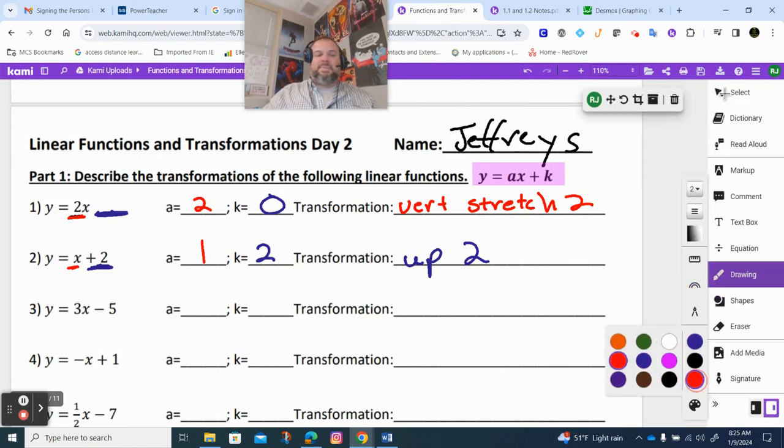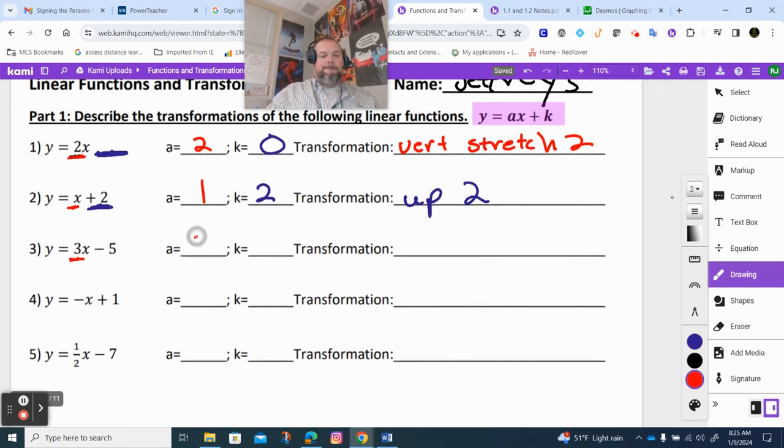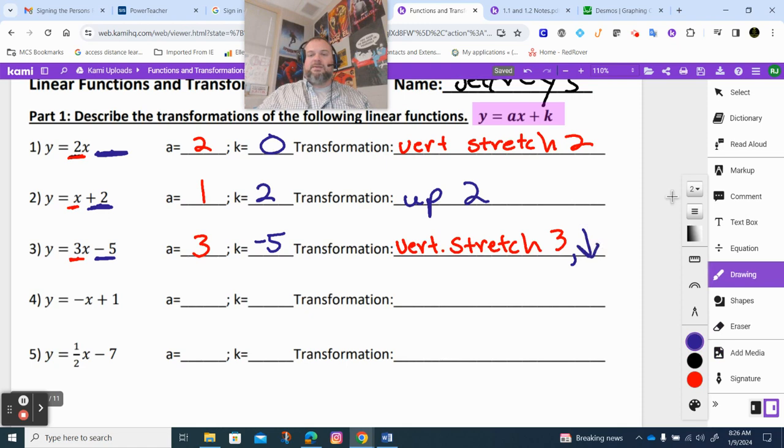All right. Number 3. What is our a value? 3. What is our k value? -5. So we have another vertical stretch of 3. And then our k is negative, so that goes down 5.